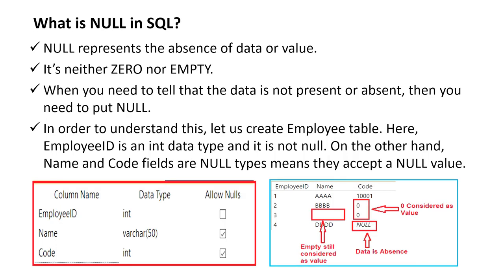What is null in SQL? Null represents the absence of data or value. It is neither zero nor empty. When you need to tell that the data is not present or absent, then you need to put null. In order to understand this, let us create an employee table. Here employee ID is an integer data type and it is not null. On the other hand, name and code fields are null type, which means they accept a null value. So from this example, it is clear that 0 is considered a value, empty is still considered a value, but data is absent. If we put null, then it means data is absent.